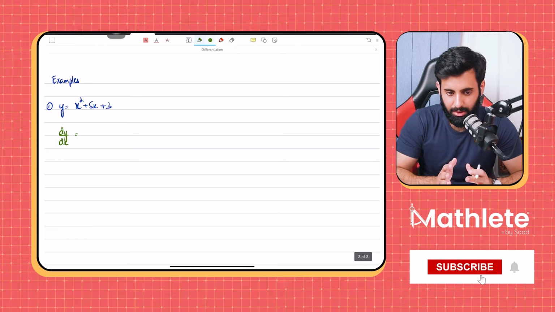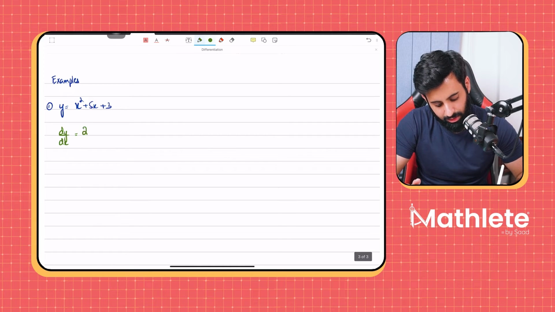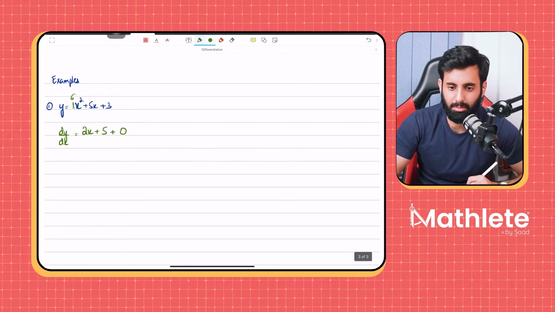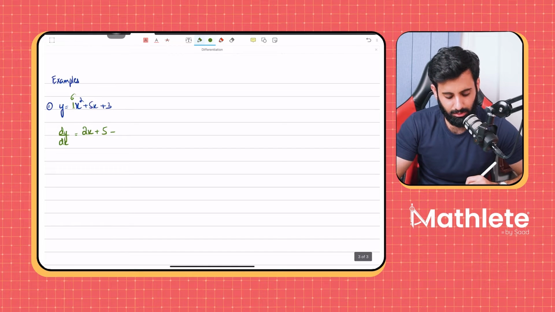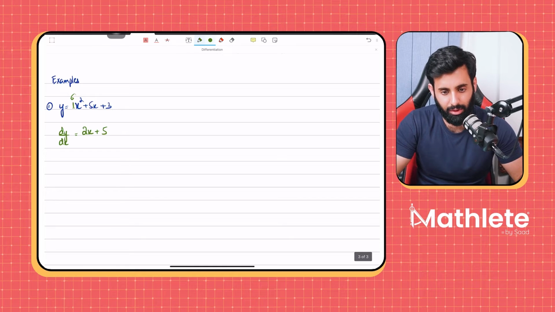Okay, so now you have to differentiate all these terms at once. So how will you differentiate x squared? That's going to be 2x. Why? Because 1 times 2 is 2. You take 1 away from the power. And how will you differentiate 5x? That's going to be just 5. And then how will you differentiate 3? Plus 0. Okay, you don't have to write plus 0, but just in case you want to see what happens to 3 when you differentiate it, you can write it down.